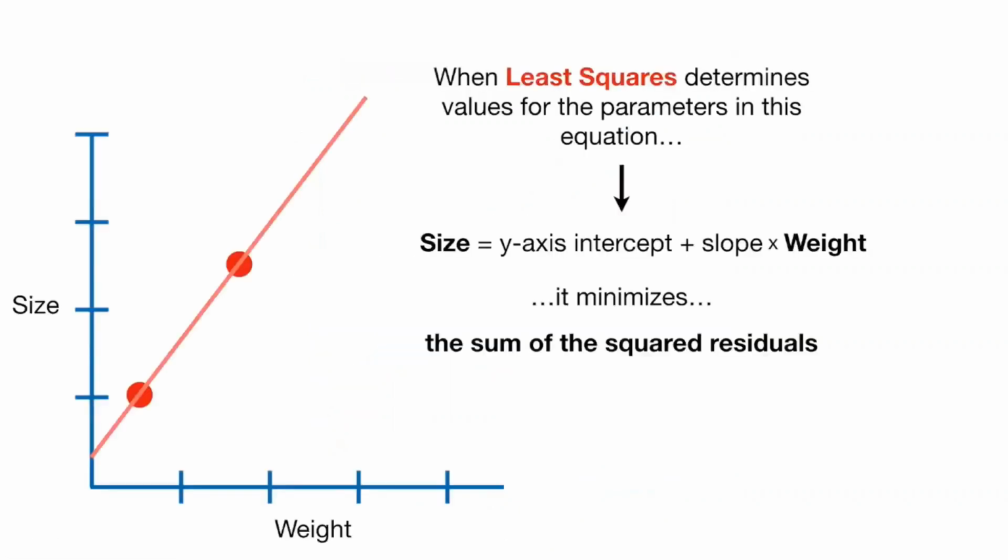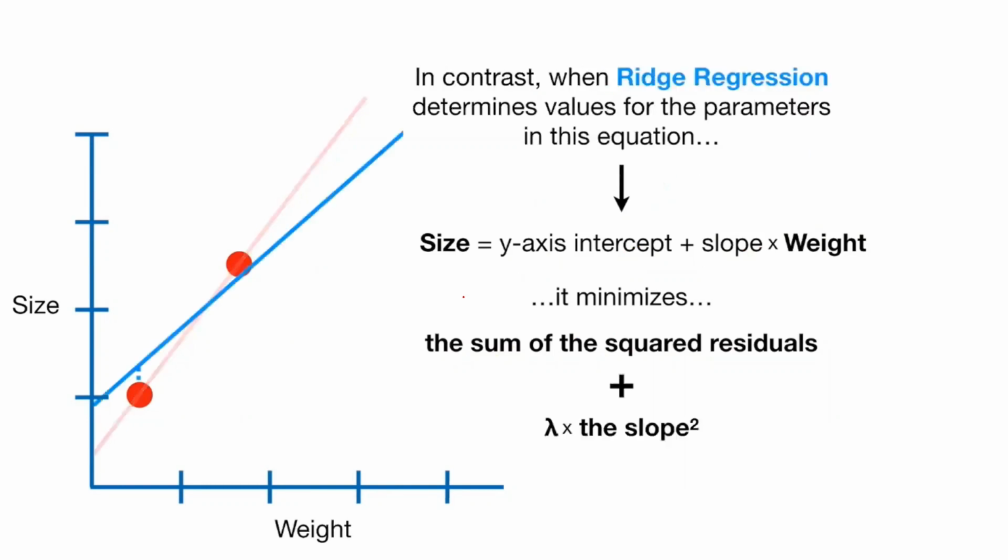Now let's look into the ridge regression equation. We all know that the equation of a line is y equals mx plus c, right? So m is your slope and c is your intercept. Now it minimizes the sum of the squared residuals. Okay, that's fine.